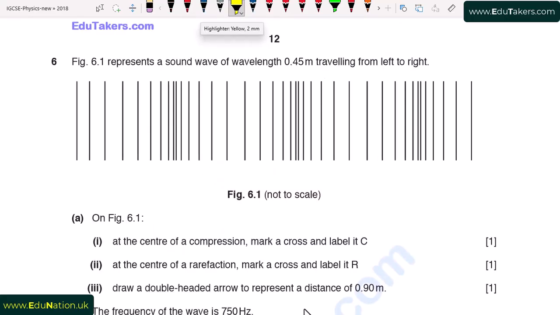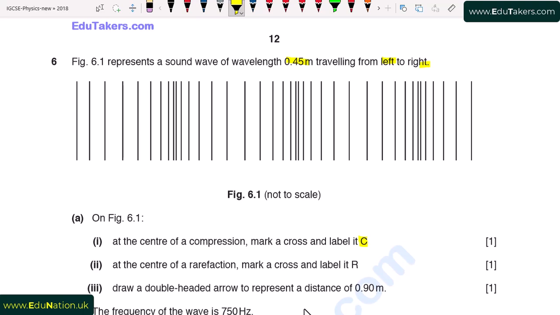Question number 6. Figure 6.1 represents a sound wave of wavelength 0.45 meters traveling from left to right. So here is a sound wave in figure 6.1 and it is traveling from left to right. Part A. On figure 6.1, first, at the center of a compression, mark a cross and label it with C.